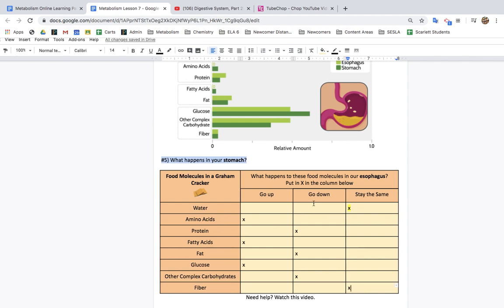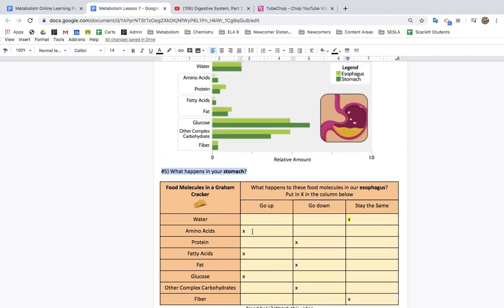So now you need to make a prediction. Why do you think that the number of amino acids are going up while the number of protein molecules are going down? Make a prediction.